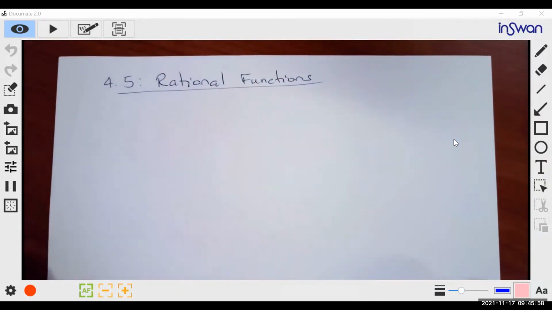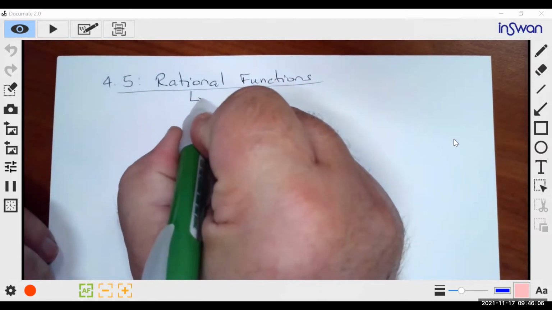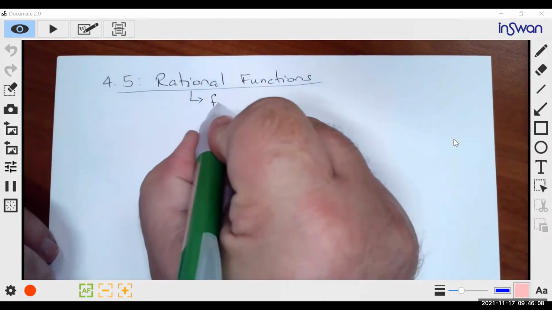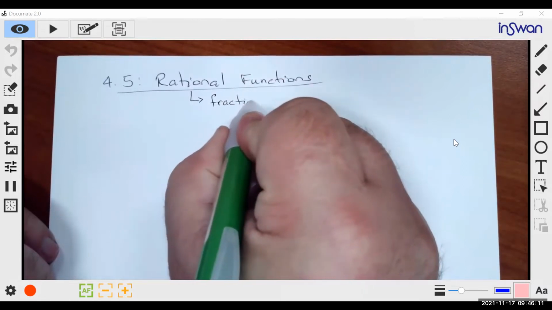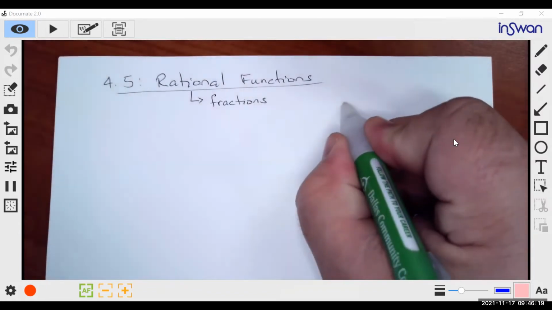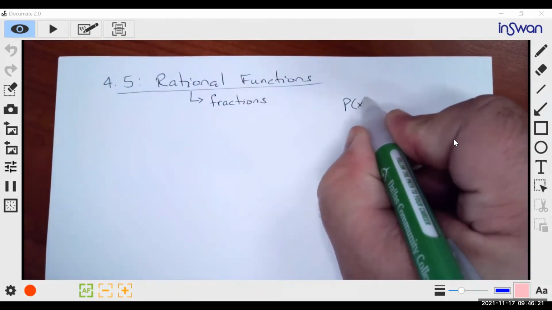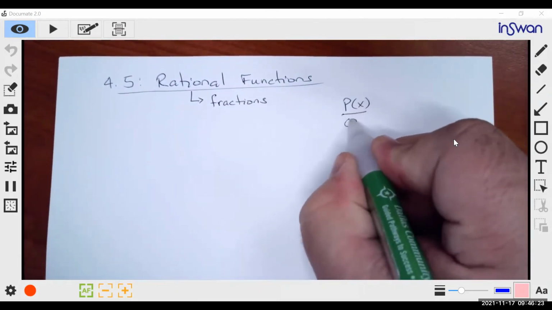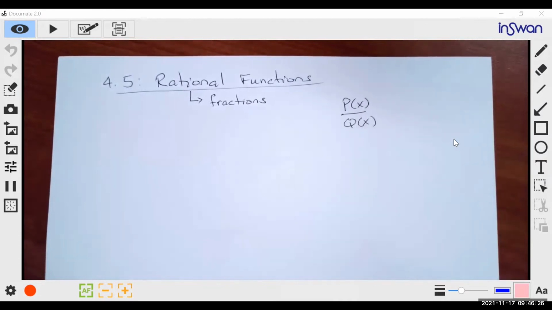Section 5 deals with rational functions. When we say rational, we mean what? Fractions. Now, since we're dealing with fractions, our polynomials will have a numerator and denominator.